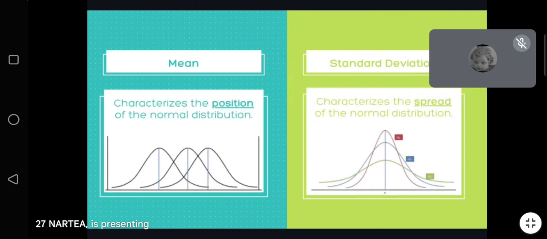And here is another comparison, the difference between the mean and the standard deviation. The mean characterizes the position of the normal distribution. You can see in the chart that it characterizes where the normal distribution, or the normal curve, is supposed to be. And the standard deviation is the spread of the normal distribution. You can see how high it is compared to everything else. That's the difference between the mean and the standard deviation charts.